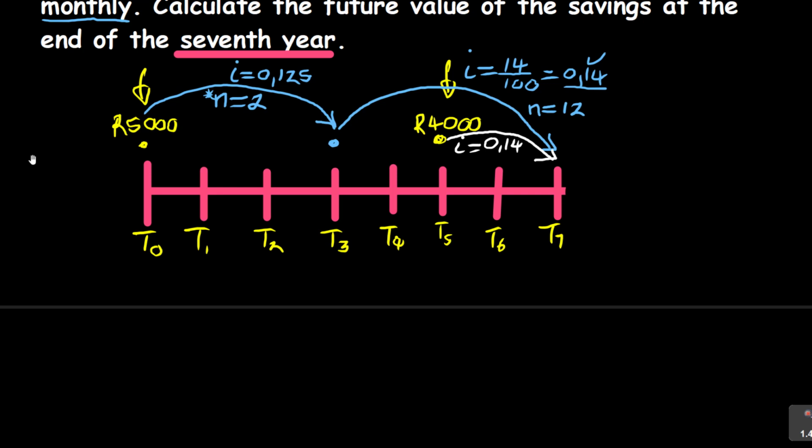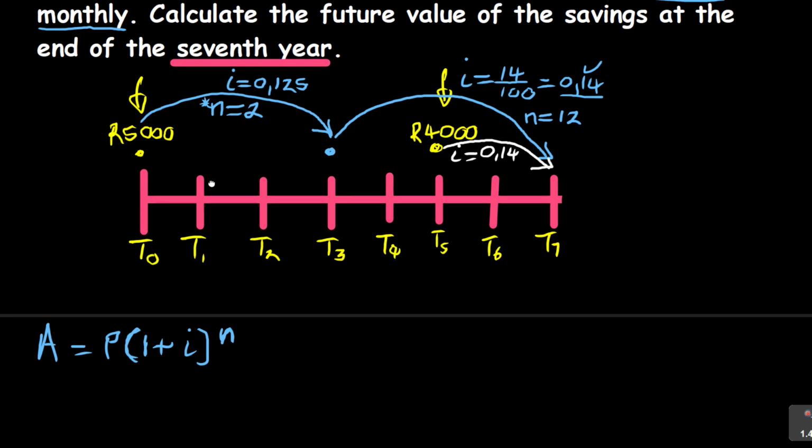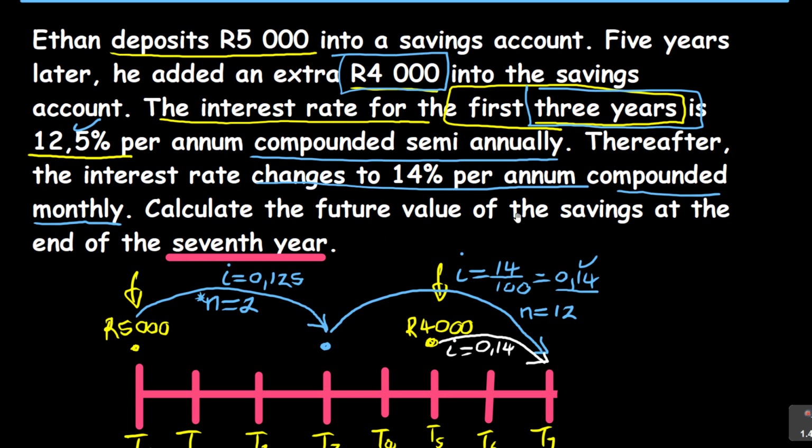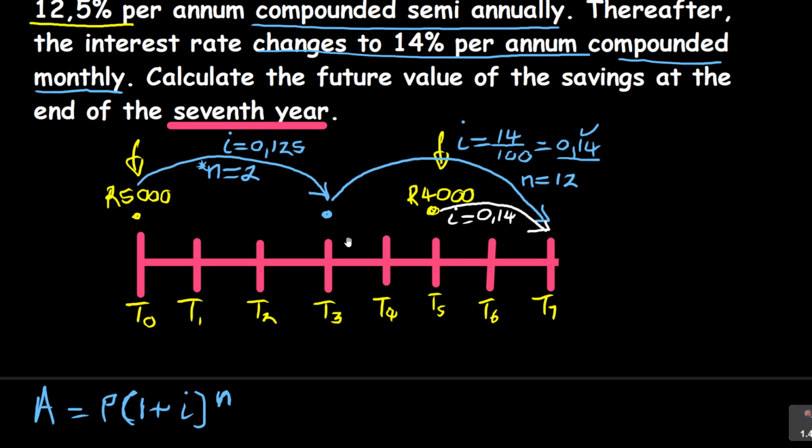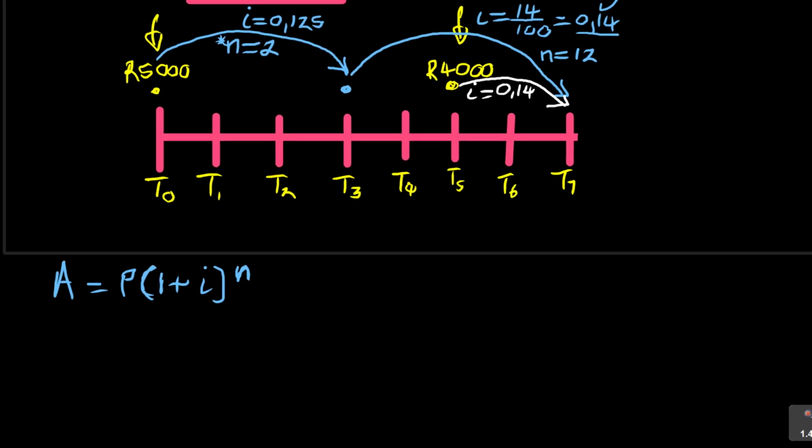Now, how do you work this out? You work this out just like we did previously, with our formula A is equal to P(1 plus I) to the power n. This is the compound interest formula. You need to know what you're doing here. The question is: calculate the future value. Obviously, they are looking for A, the accumulated amount.